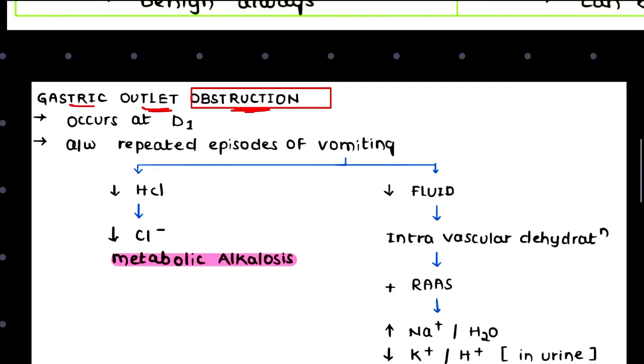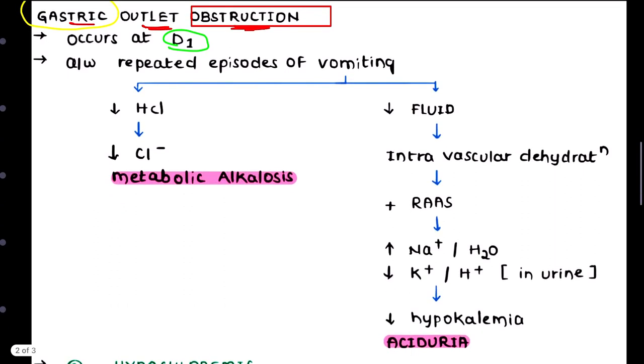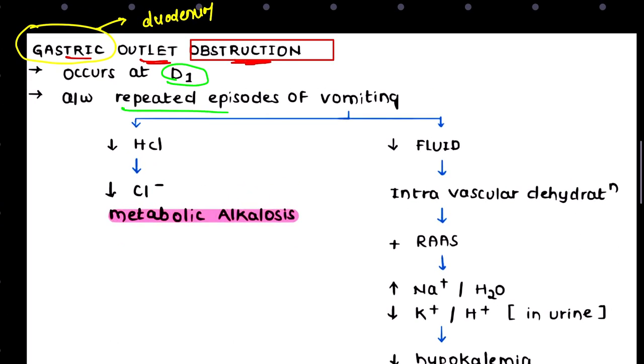Here the word gastric is a misnomer. The name says gastric, but it does not take place in the stomach, it takes place in the duodenum, right? Actually it takes place in the region of D1, the first part of the duodenum.